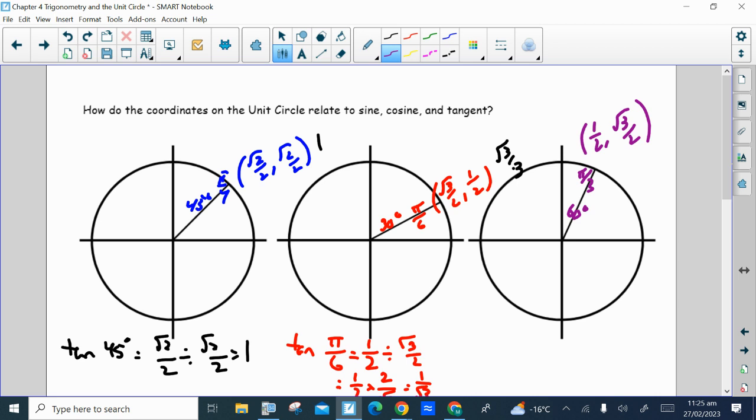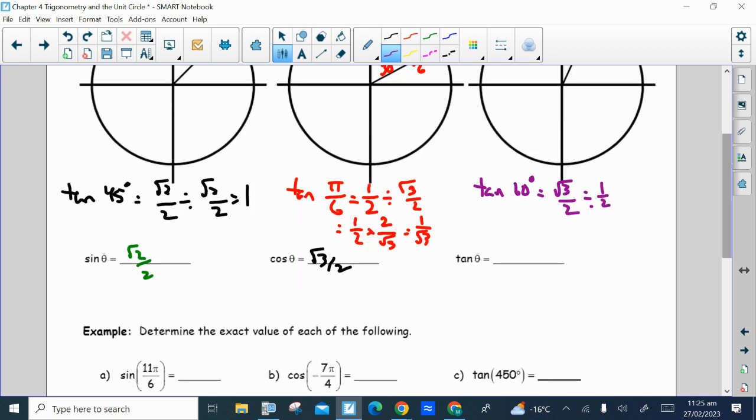And if you want the tangent of pi on 3 radians, or 60 degrees, again, it's sine divided by cos. To divide by a fraction, we multiply by the reciprocal. So we multiply by 2 over 1. The 2's cancel, and you're just left with root 3. That is the tangent of theta, root 3.